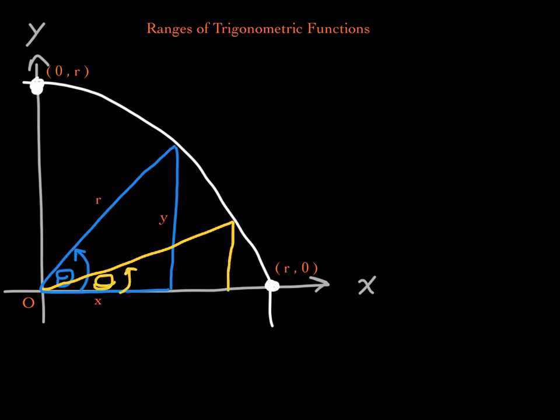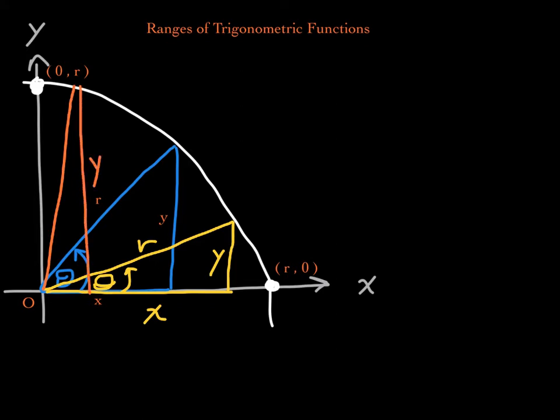Okay, this is going to get a little messy, so bear with me. This distance here would be x. Notice x is larger now, but y is smaller. And r doesn't change. R is the same. Now let me draw you another angle. Let's draw a larger angle here, really close to 90 degrees. Notice that y gets really large, x gets really small, and r is the same.